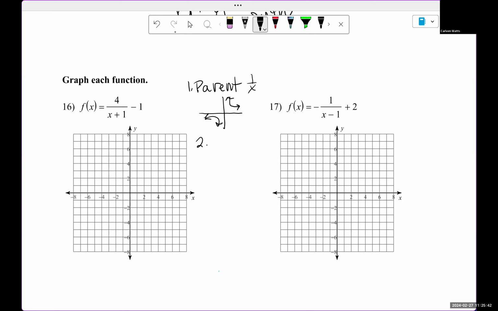Step 2, what does the shift look like? Okay, I was going to do the left-right one. So 1 to the left and 1 down. But yeah, you could do down and to the left. We see where those come from. This is opposite. This is same.